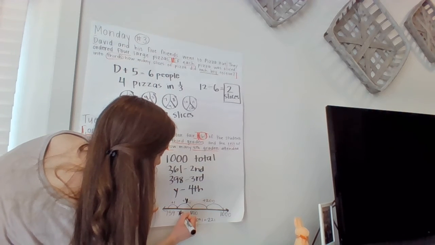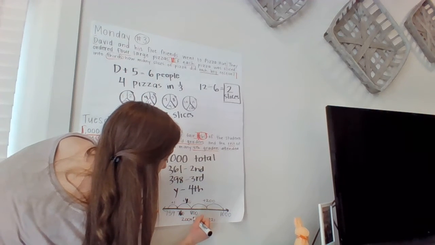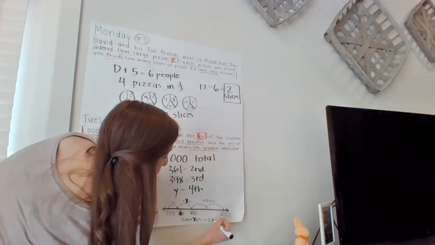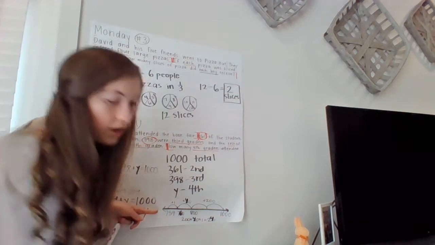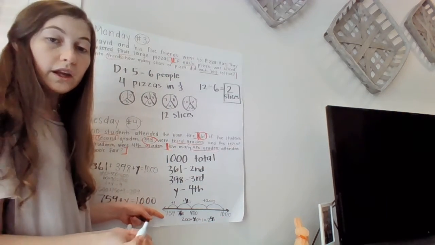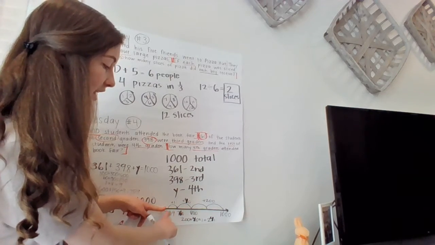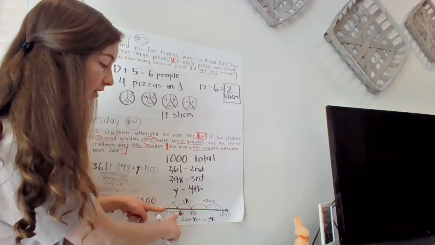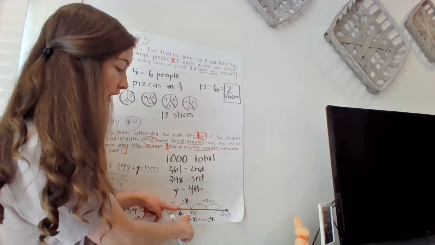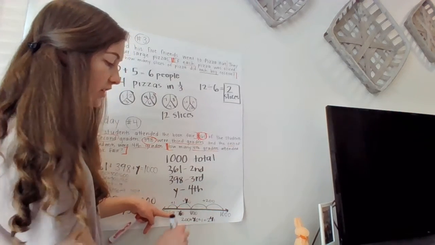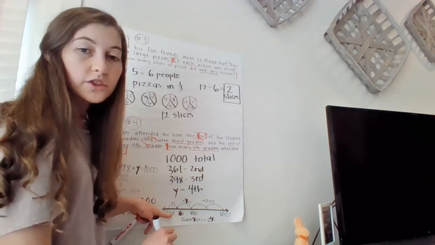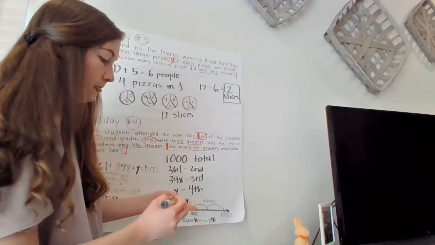So I have 200 plus 40 plus 1, giving me an answer of 241. So on my jumps on the number line, I start at 759, add 1 to get to 760, then add 40 to get to 800, and then 200 to get to 1,000 for a total of 241.